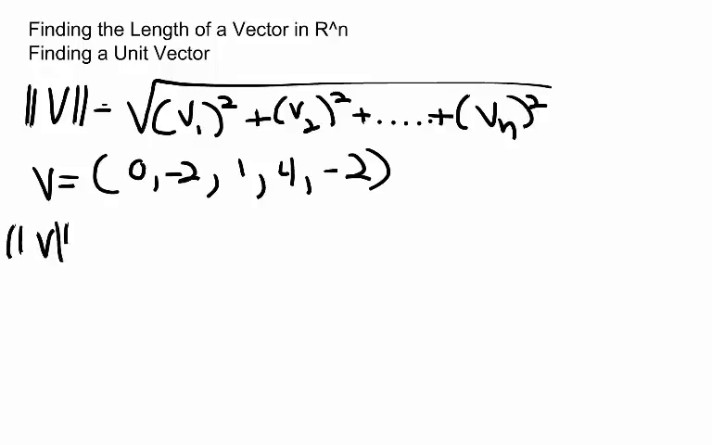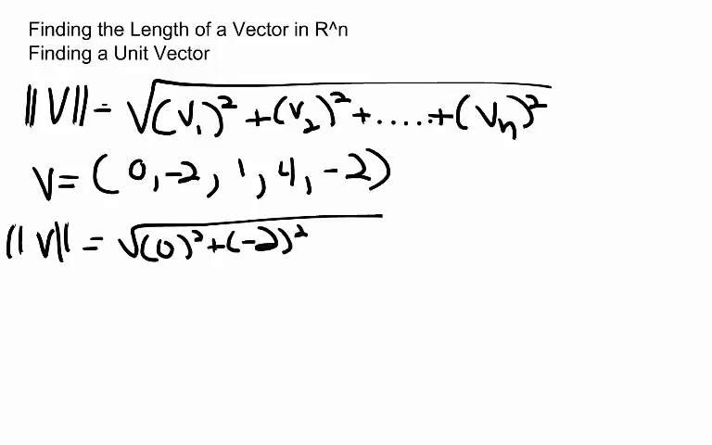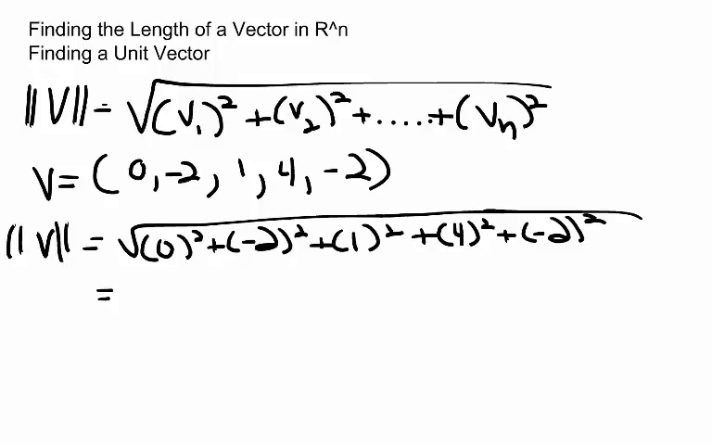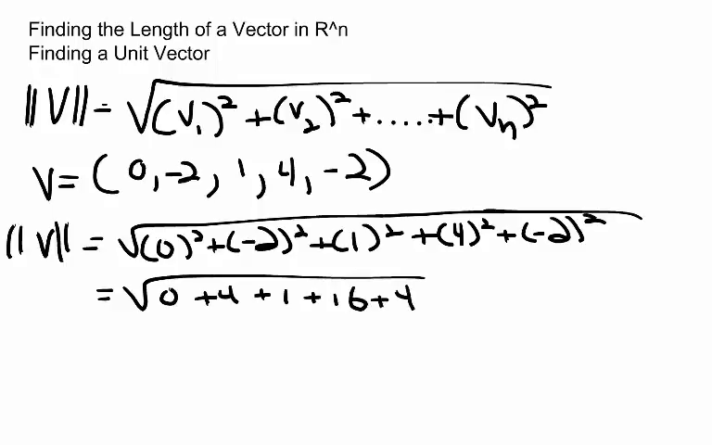So the magnitude of V is equal to the square root of 0 squared plus -2 squared plus 1 squared plus 4 squared plus -2 squared, which equals the square root of 0 plus 4 plus 1 plus 16 plus 4. That's equal to the square root of 25. That is equal to 5. So the magnitude or length of the vector is 5.